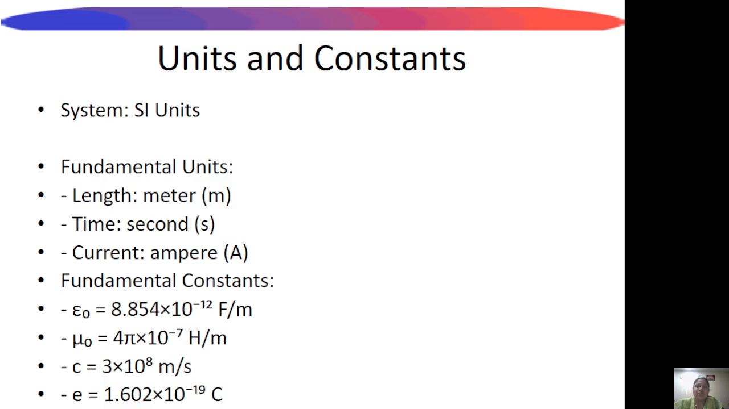Next, we see about the units and constants used in the electromagnetic field model. Electromagnetic field analysis uses the SI system of units for consistency and accuracy. The fundamental units include meter for length, second for time, and ampere for current. Important electromagnetic constants include permittivity of free space epsilon naught and permeability of free space mu naught. These constants define how electric and magnetic fields behave in free space. The speed of light is derived from epsilon naught and mu naught.